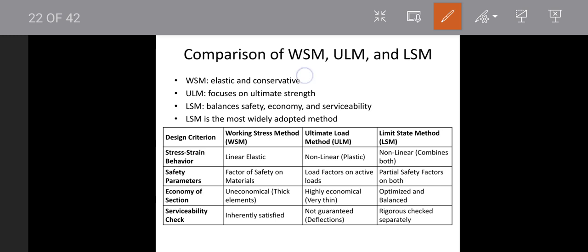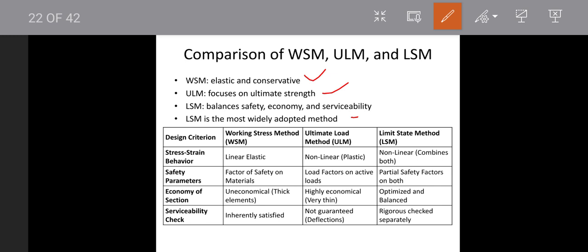The working stress method is elastic, it considers only up to the elastic limit, and it is conservative. The ultimate load method focuses on the ultimate strength of the material. The limit state method balances both safety and serviceability, and it is also economical. Nowadays the limit state method is widely adopted for design. Here various criteria have been given and compared across the working stress, ultimate load and limit state methods.